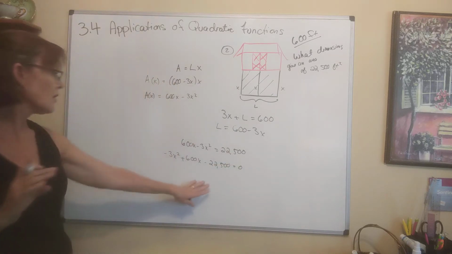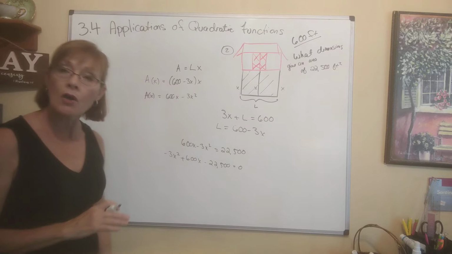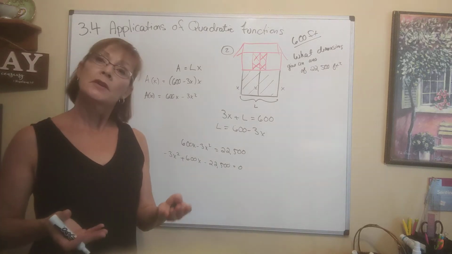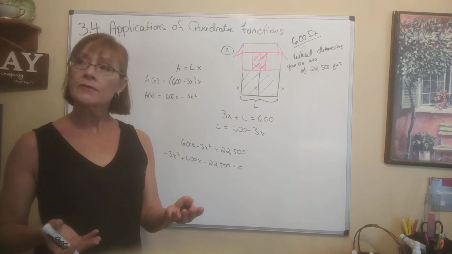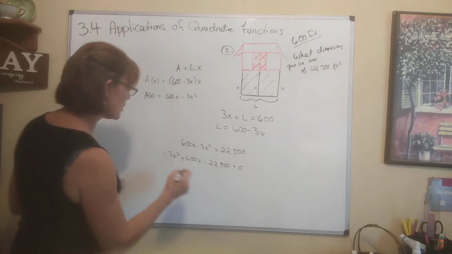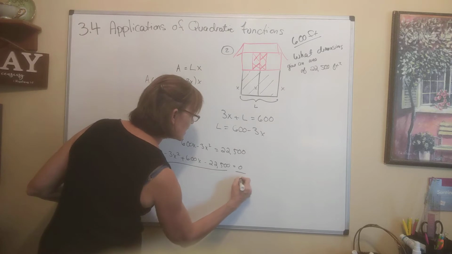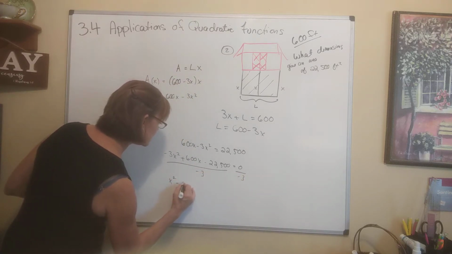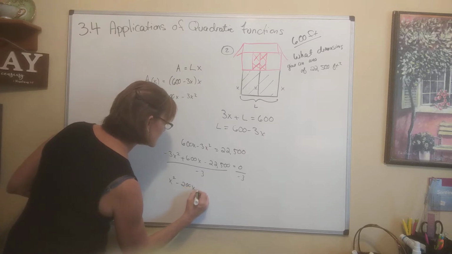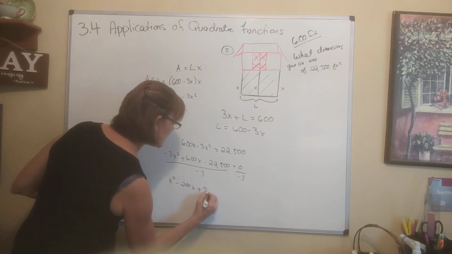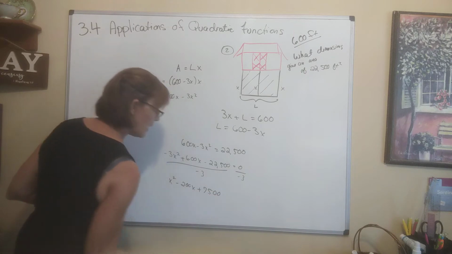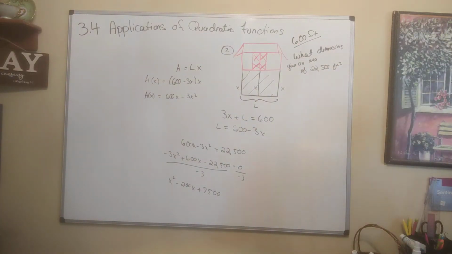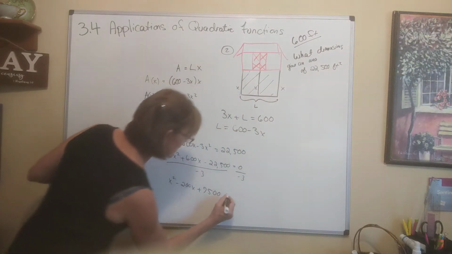Now I want to solve this quadratic equation. When you have an equation, you are allowed to divide both sides by the same thing. I'm going to divide both sides by -3, which will simplify my equation a little bit, since I'll have smaller numbers. So if I divide this side and this side by -3, I'm going to get x squared minus 200x plus 7,500, I believe. Let me make sure I'm writing this down right. Yeah, 7,500 is equal to 0.